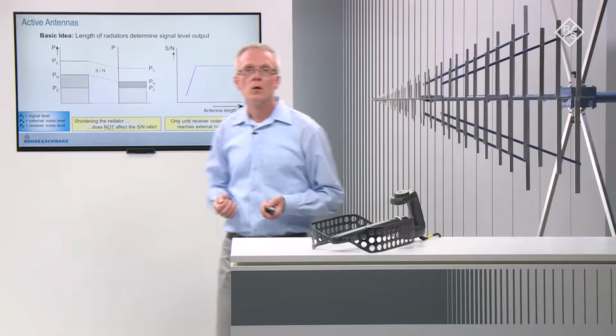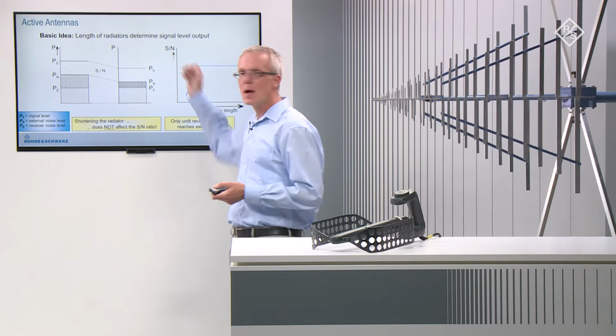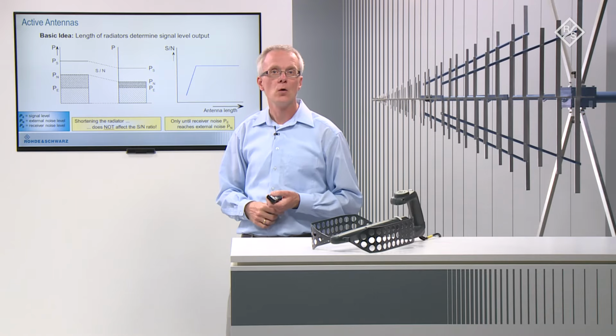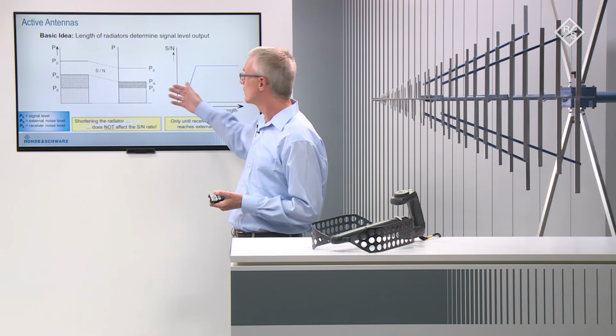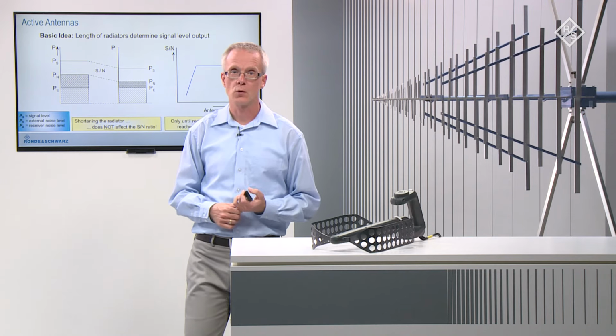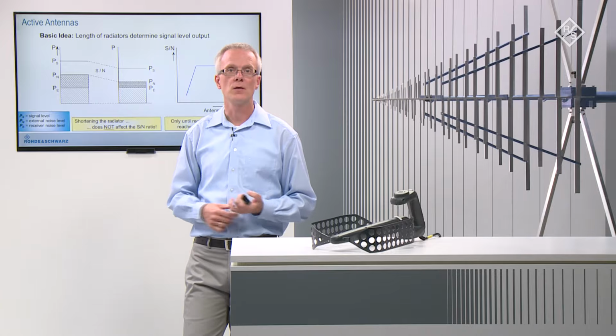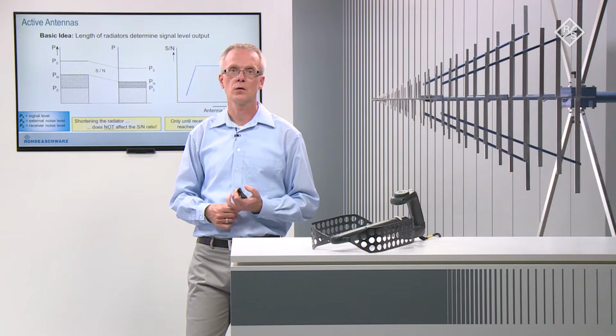The S/N will suffer only at a point where the external noise, P sub n, falls below the receiver noise, P sub e. The latter parameter is however mainly affected by the technical parameters of the receiver that is connected to the active antenna and by the noise generated in the active circuit of the antenna.